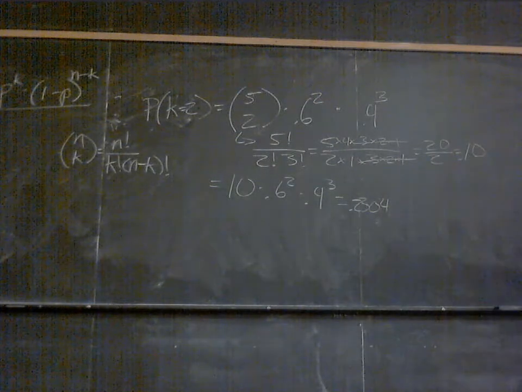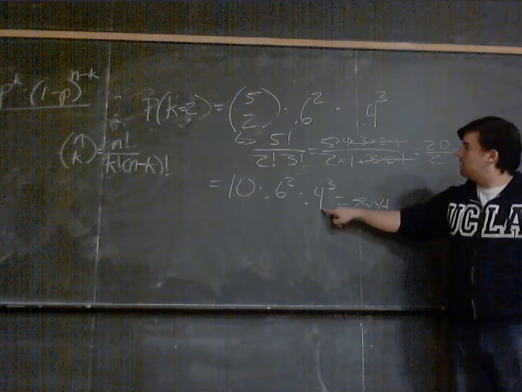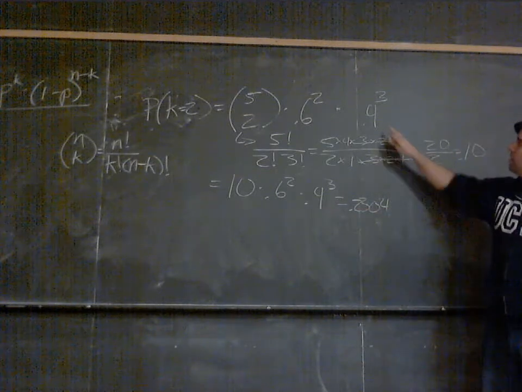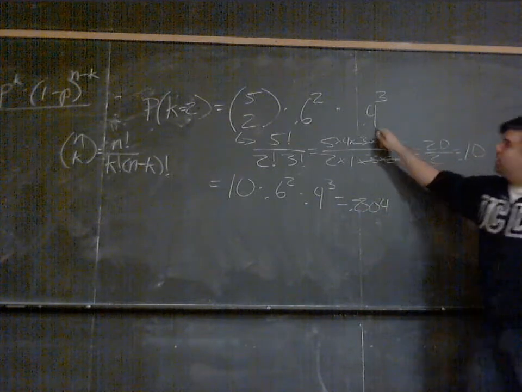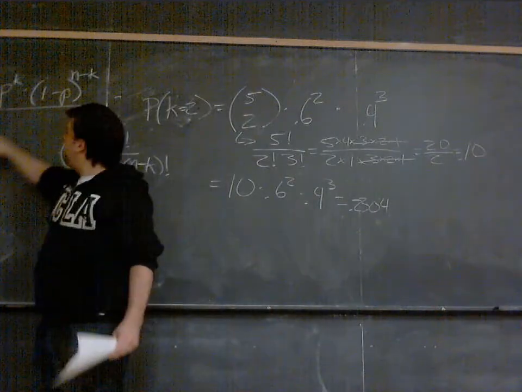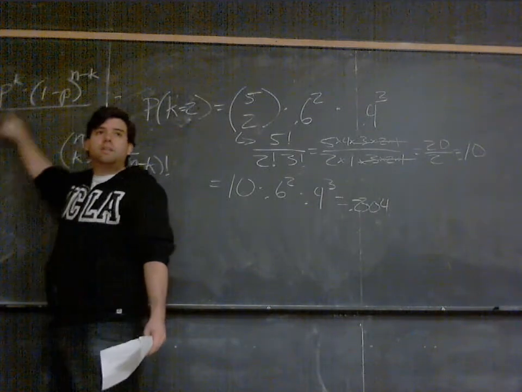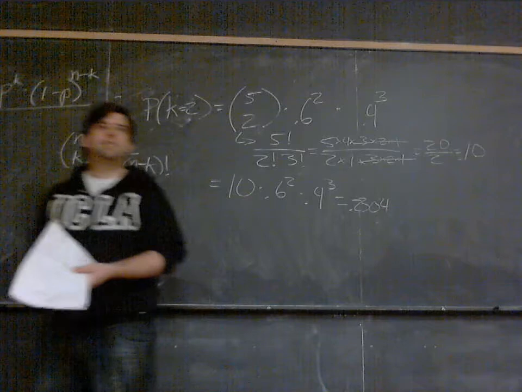Question there? Where did you get that 0.4 from? This one is 1 minus p. We found that p was 0.6, so 1 minus p is 1 minus 0.6, which is 0.4.